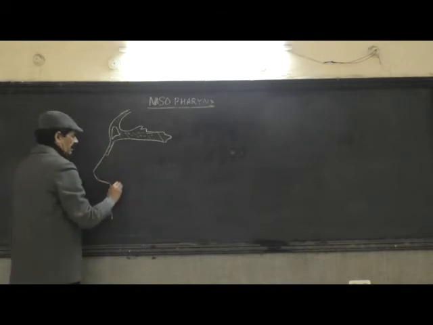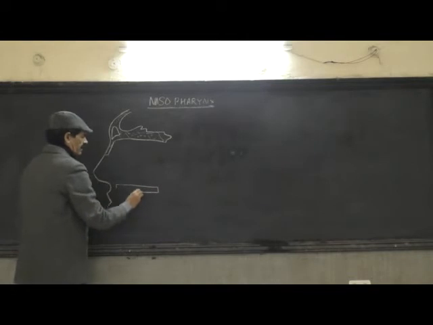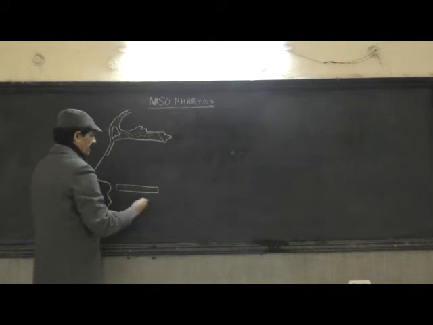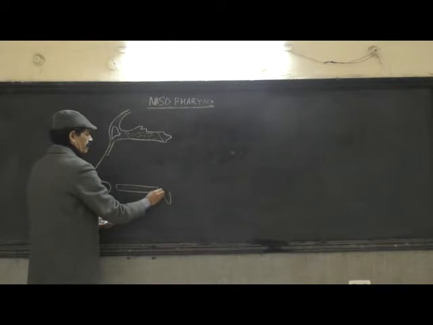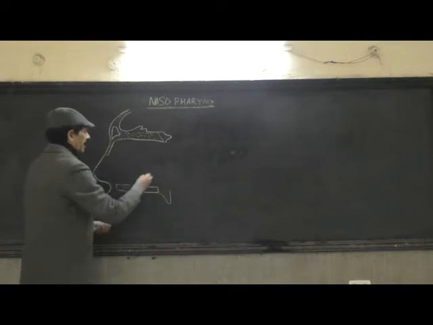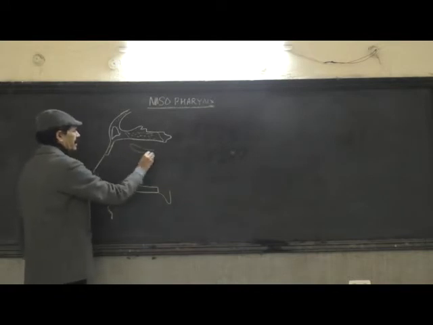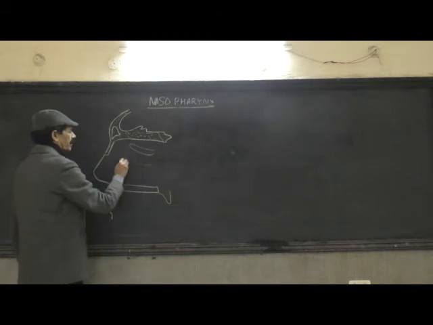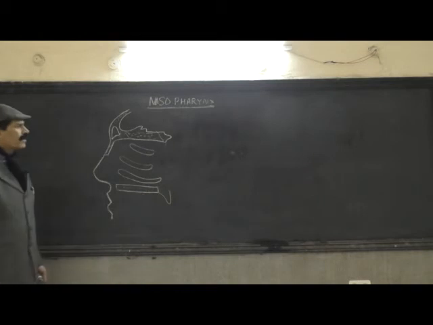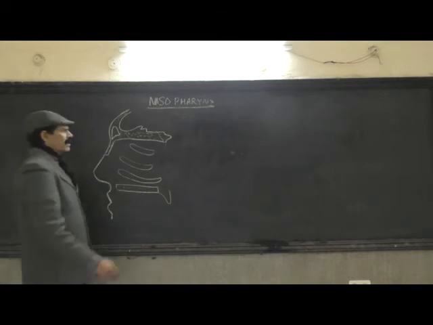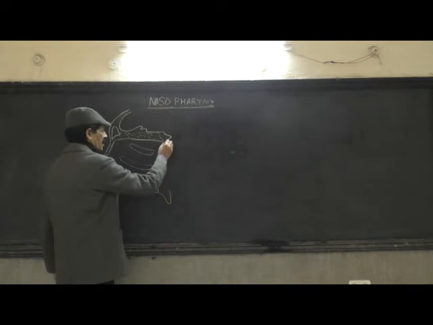And below here lies the hard palate. Posterior to the hard palate is the soft palate. And here lie the three turbinates or concha: superior, middle, and inferior concha. So this is the posterior boundary of the nasal cavity. So the nasopharynx lies behind it.